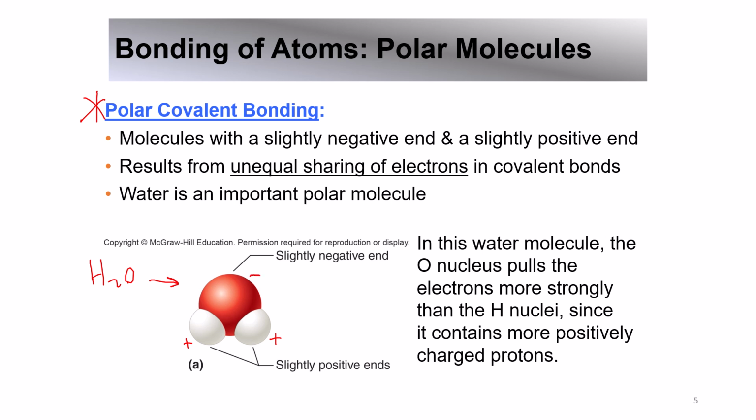So here, the second bullet point is already underlined for you. Know that polar covalent bonding is formed by the unequal sharing of electrons. So know that water is an important polar molecule. It's made up by this polar covalent bonding.